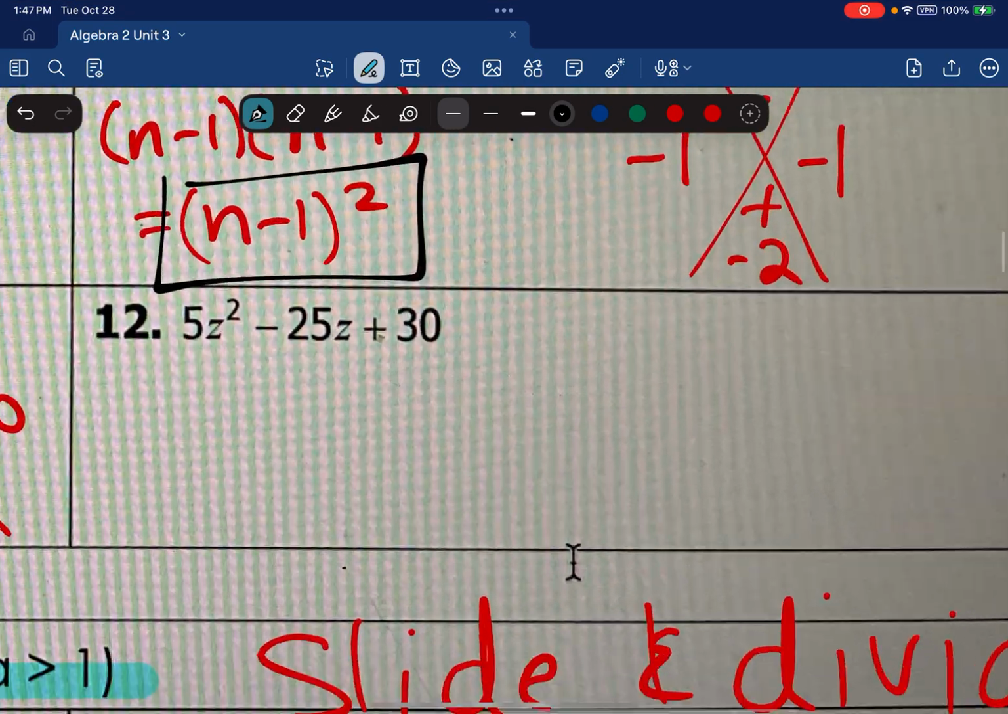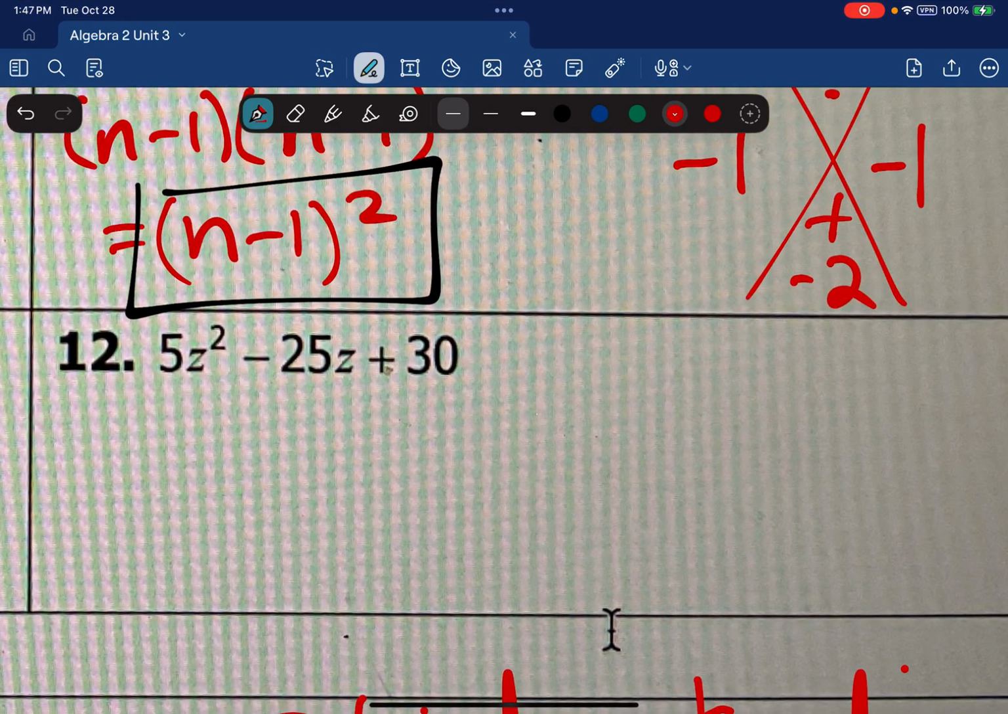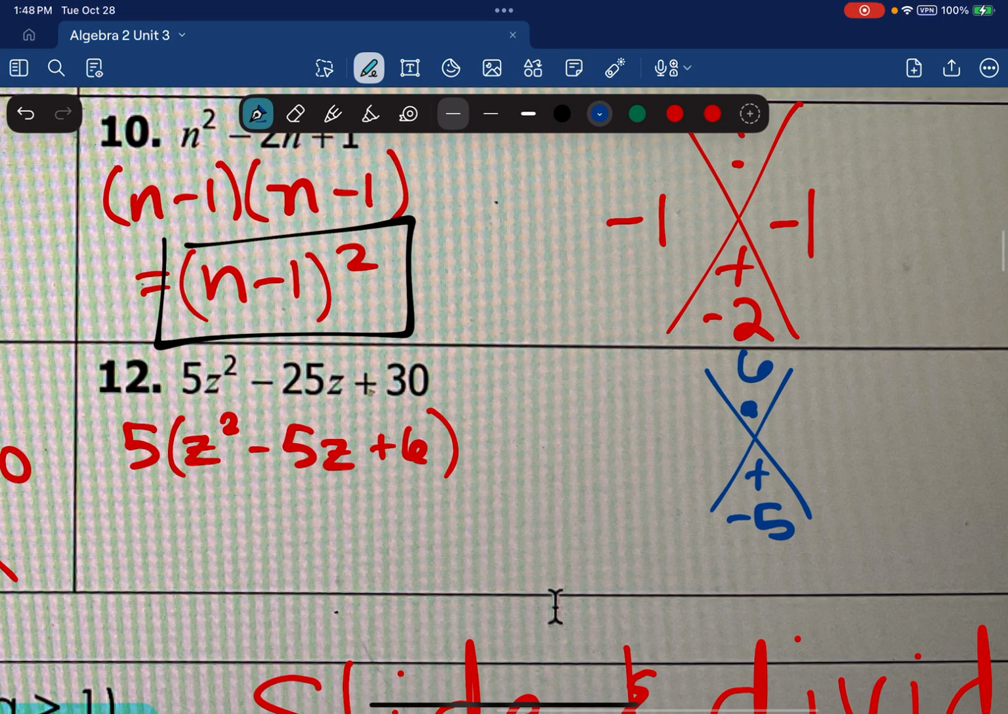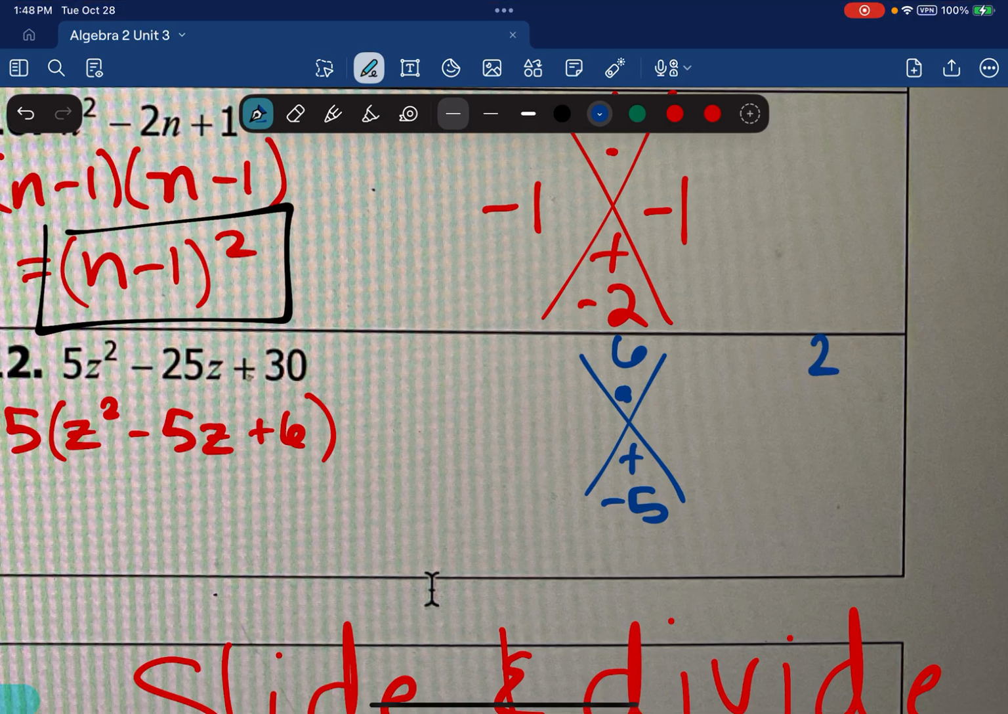All right, our last one in this section. All of these numbers are divisible by 5, so I'm going to take a 5 out. I'm going to have z squared minus 5z plus 6. I'm now going to ask myself, what are two numbers that will multiply to be 6 but add to be negative 5? So 6 has two factors. I either have 2 times 3 or 6 times 1.